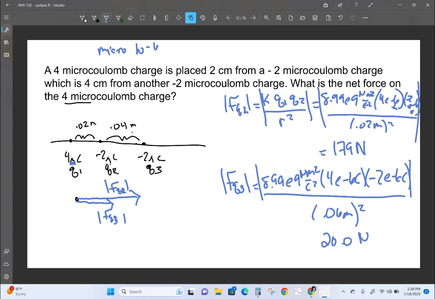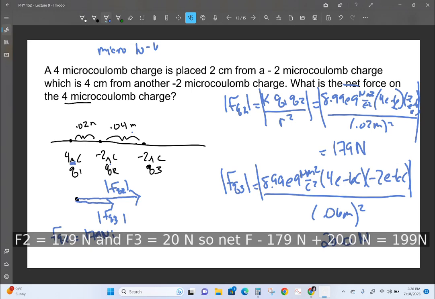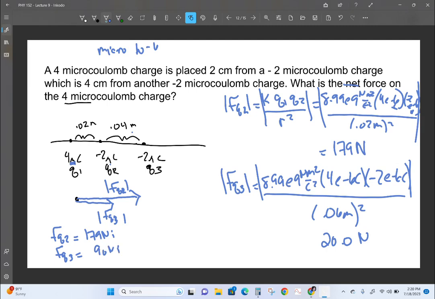Now, what I want to know is the net force, right? So if I were to write these out, F due to Q2 is 179 newtons in the positive i direction, and F due to Q3 is 90 newtons in the i direction. So F net is F due to Q2 plus F due to Q3, which is 179 plus 90, which is 269 newtons in the positive i direction, or due east.